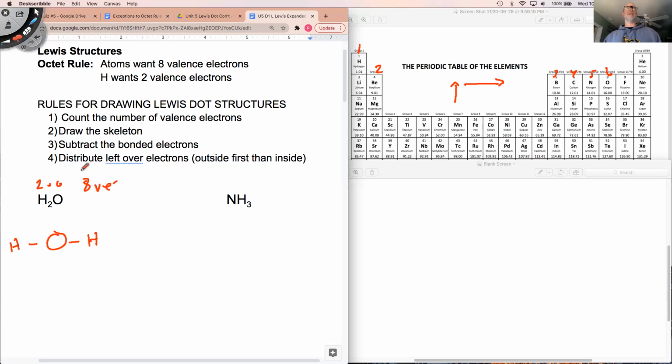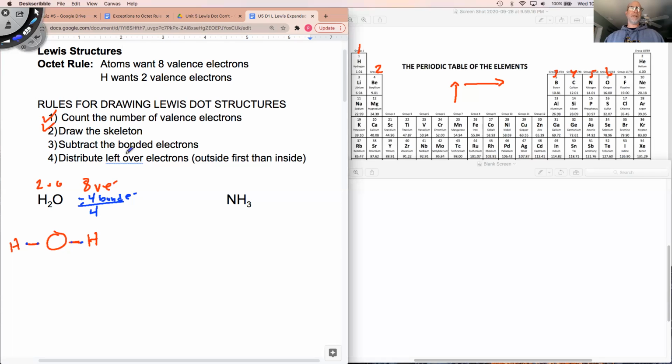Now we have 8 valence electrons. Boom, count the valence electrons. Draw the skeleton. Boom, we drew a skeleton. We know the hydrogens have to bond to the oxygens, right? Now we want to subtract the amount of electrons that we've used in the bonds. How many electrons have we used in the bonds so far? Well, remember, there's an electron there, an electron there. Each bond holds 2 electrons. So how many electrons have we used so far? So far, we've used 4 electrons. So we're going to subtract those. We've used 4 bonded electrons, right? And if we subtract 8 minus 4, that leaves us with 4 electrons.